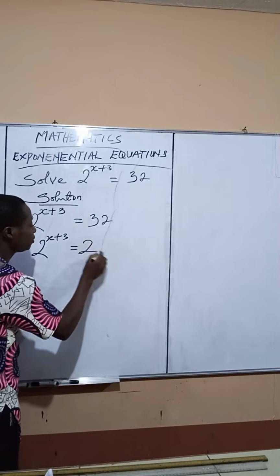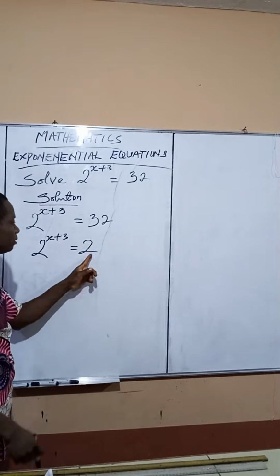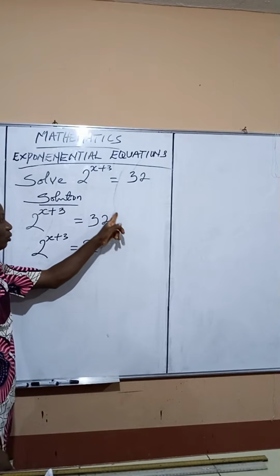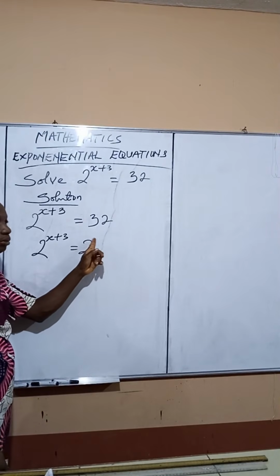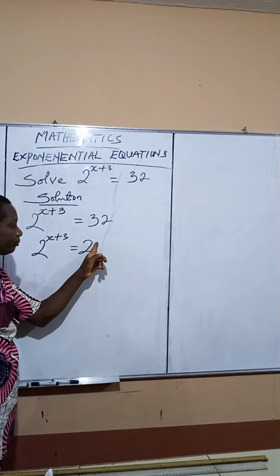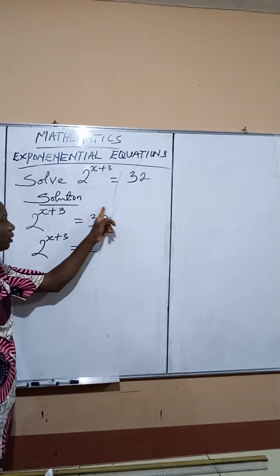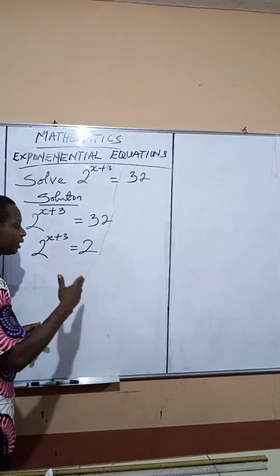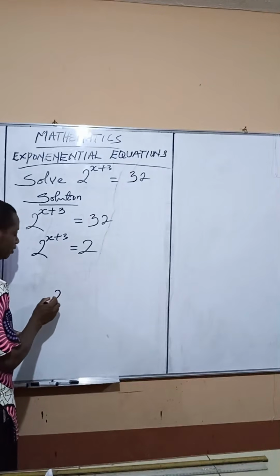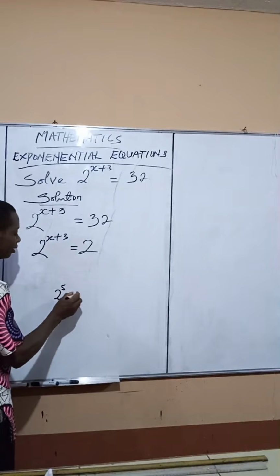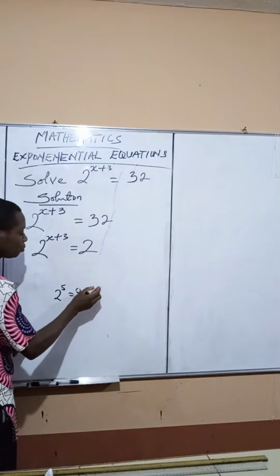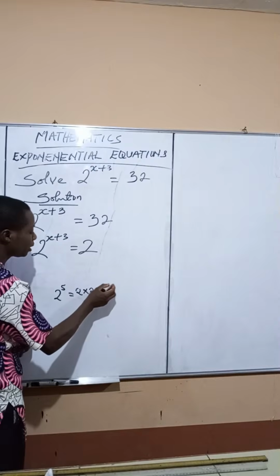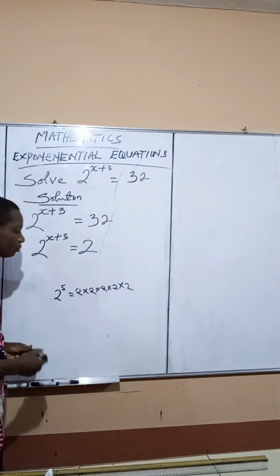So how do I make it to be 2? I'm going to look for a number that will be the exponent right here, to give us 32. And that number is 5, because 2 raised by 5 is equal to 2 times 2 times 2 times 2 times 2.